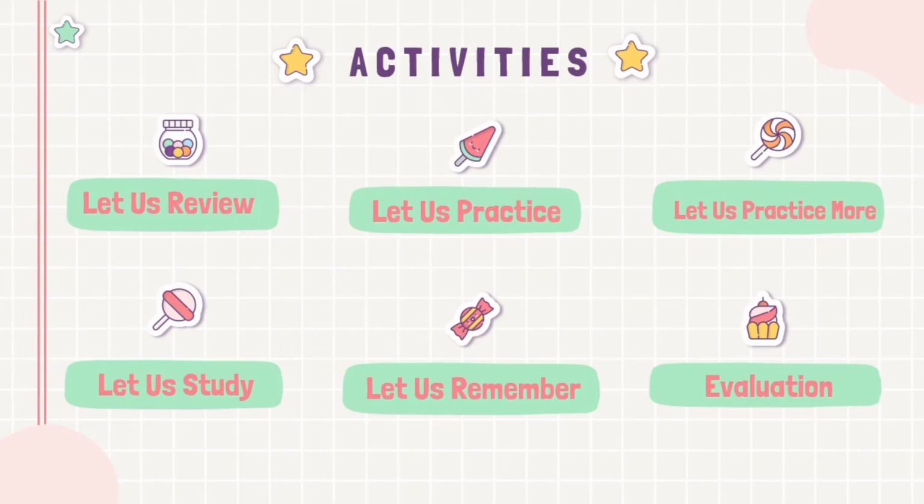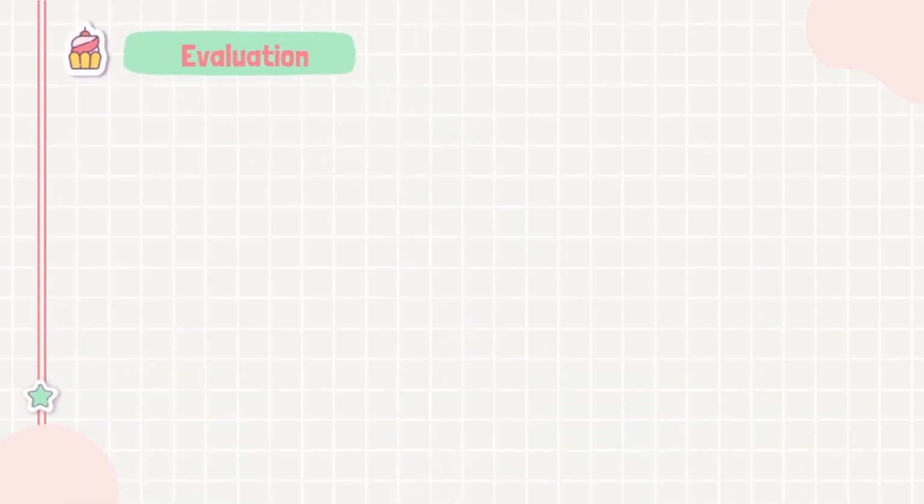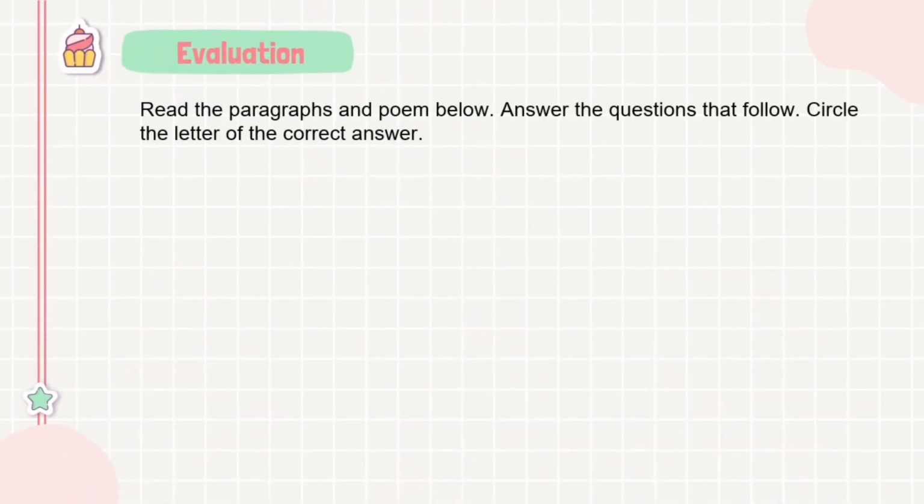Let us have your last activity. Read the paragraphs and poem. Answer the questions that follow. Circle the letter of the correct answer. So we have number 1.